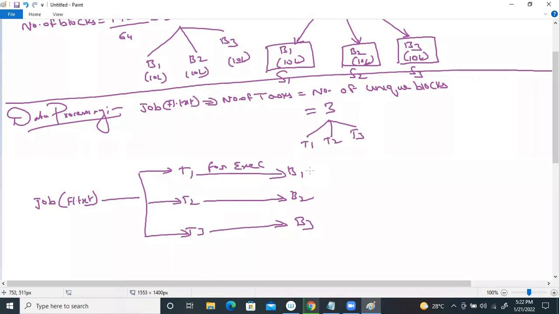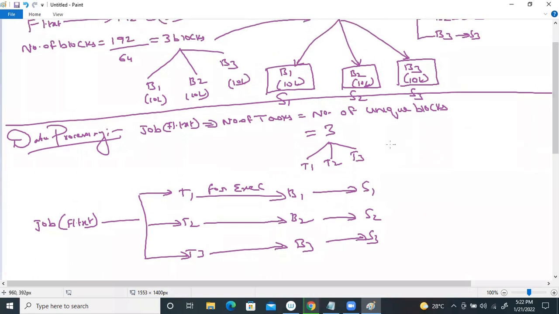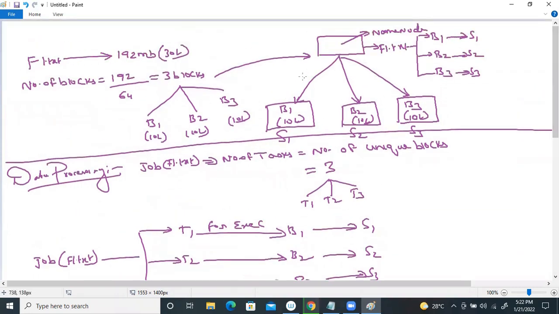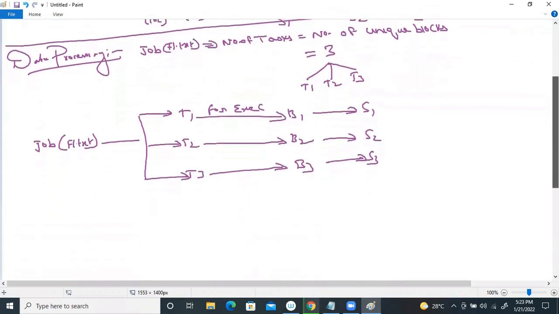Who should execute this T1 task? Slave 1. Who should execute T2? S2. Who should execute T3? S3. So T1 is given to S1, T2 to S2, T3 to S3. This is what we have discussed, right?